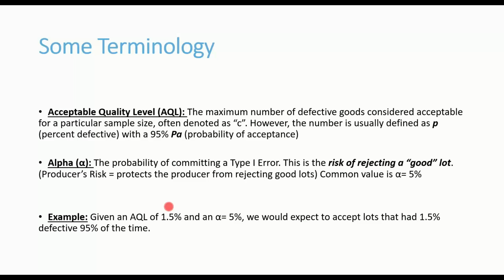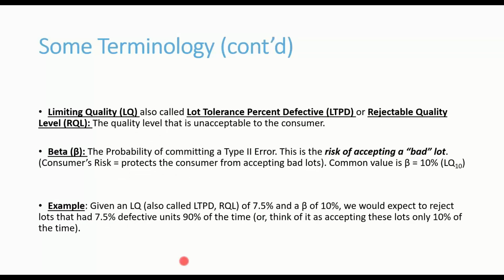If we have an AQL of 1.5 and an alpha of 5%, then we would expect to accept lots that had 1.5% defective 95% of the time. Okay, so the alpha 5% is the same as the 95%. If you take 1 minus 5%, that's where you get the 95%. And apologies if I'm being a little too simplistic here, but sometimes people come to the webinars and they really don't have that basic understanding. So sometimes I define things a little much, but I'd rather do that than not enough, right?